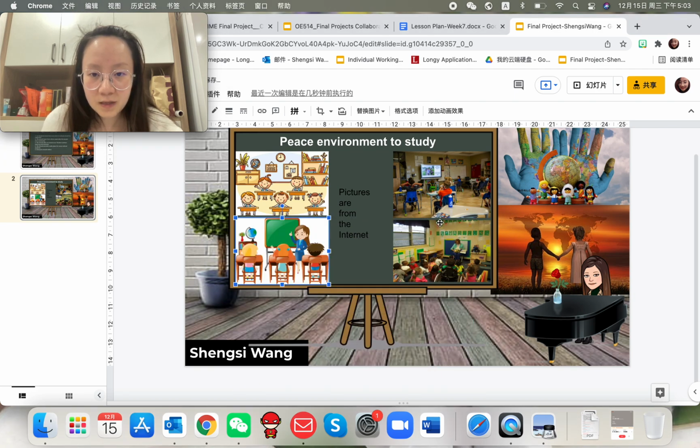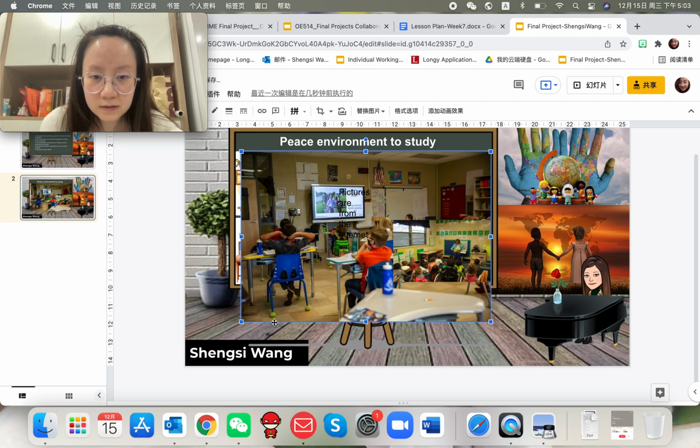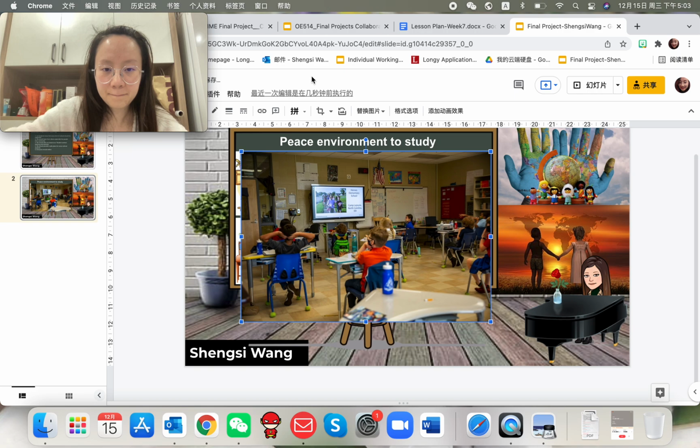And this one, okay, in this picture we can see there are black children here and white children here. So this classroom is also an international classroom. And here there is technology to help students learn something, and I think it is very important. And can you see there's a world map here? So I think they are all very good elements for a peaceful, safe classroom.